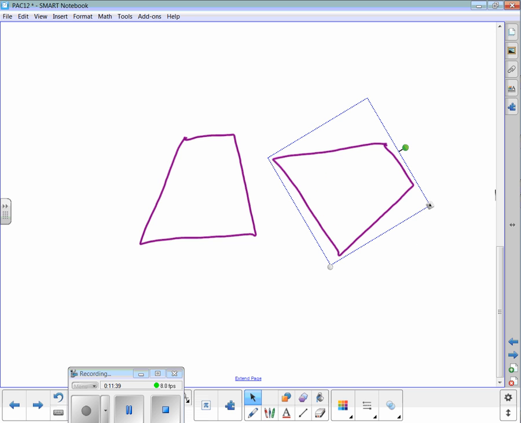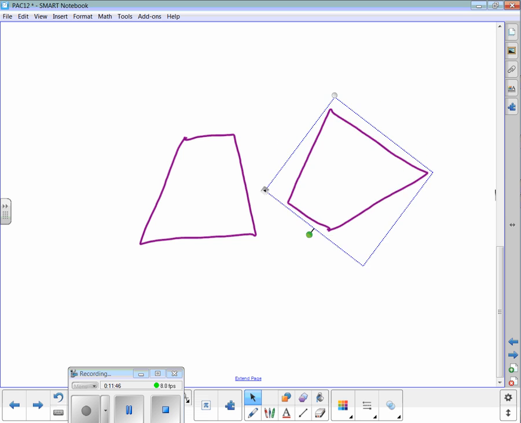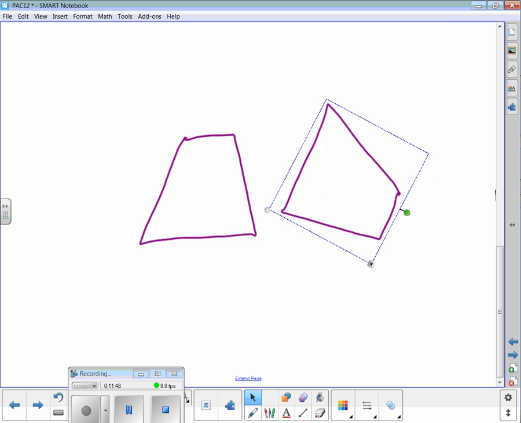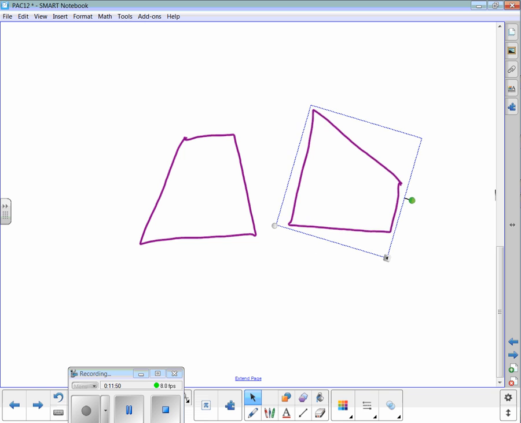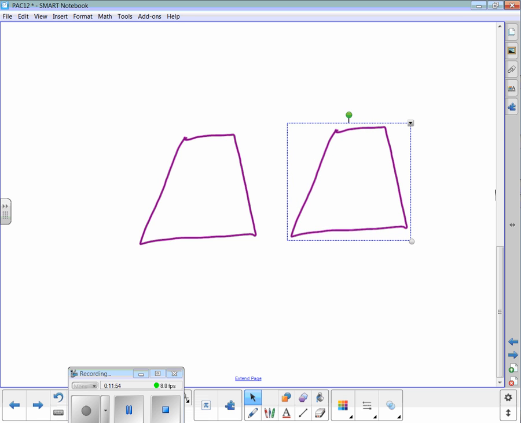Does it matter if it's spun? No. All angles are congruent to their corresponding one and all sides are congruent, right? Doesn't matter how it's spun. All right, let me get it back to regular orientation.